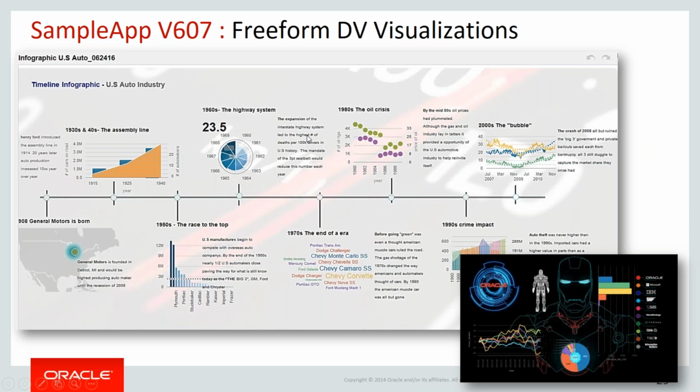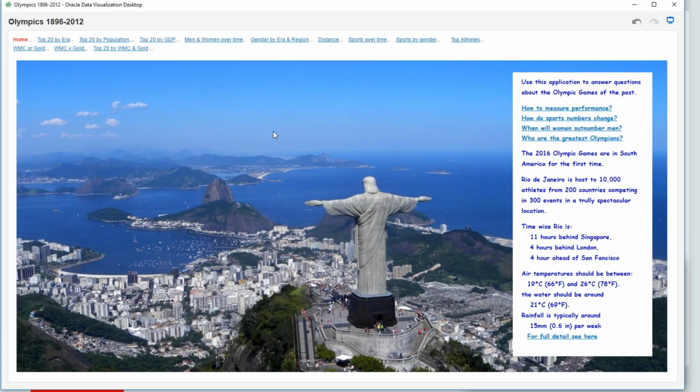And there's one other thing I wanted to go ahead and show. I happen to have this in Data Visualization Desktop instead of in SampleApp. But this is an example of something else you can do in building. I just got this from one of my friends in Oracle that built an application on DVD, Data Visualization Desktop, and this is information about the Olympics.